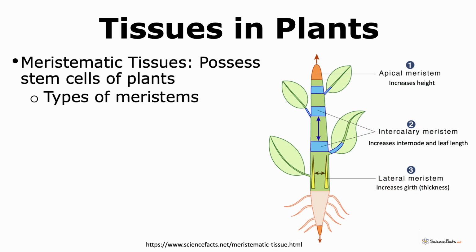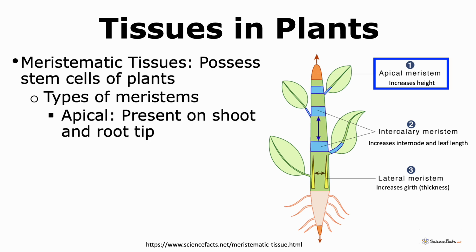Plants have different types of meristems. The first one we're going to look at is the apical meristem. The apical meristem is present at the tip of the plant or the apex of the plant, as well as the base of the plant where the root is. It promotes increase in height of the plant.